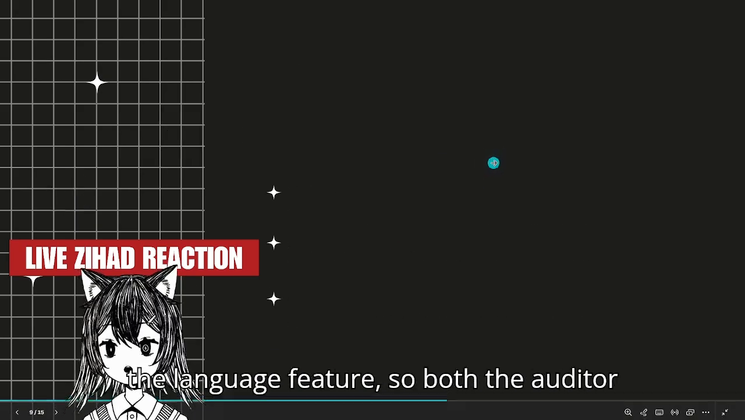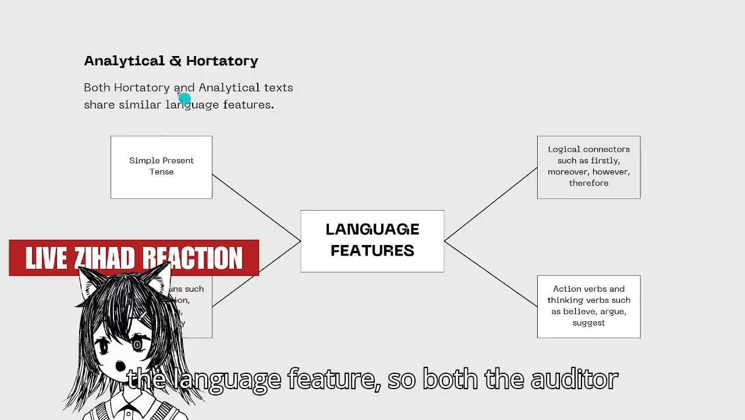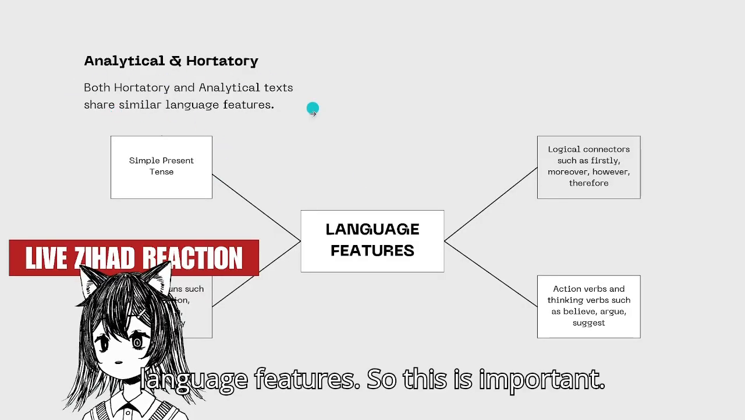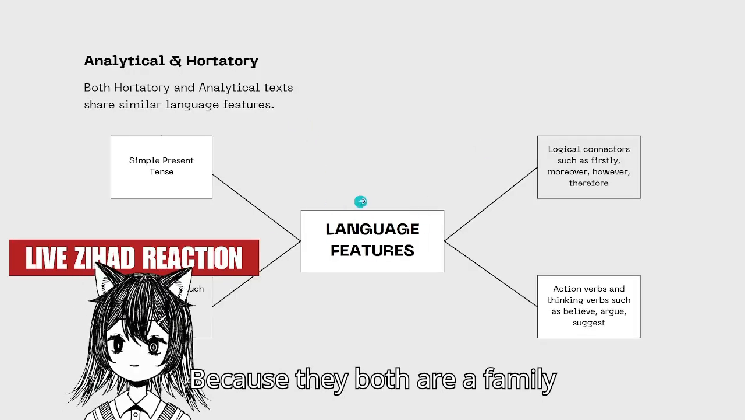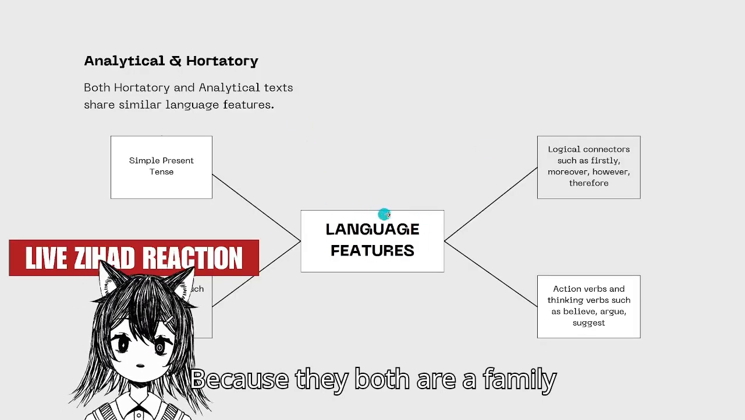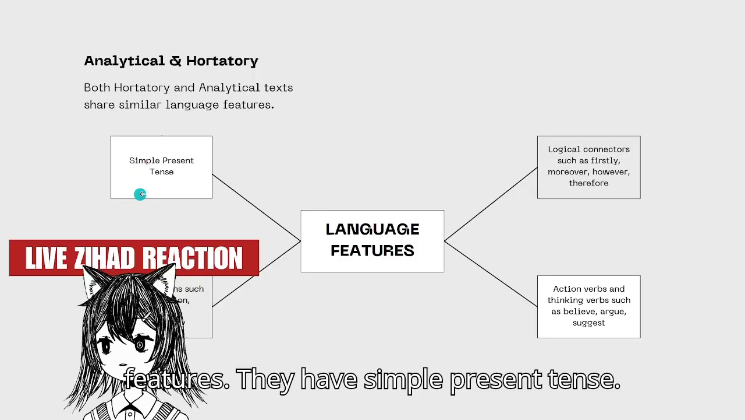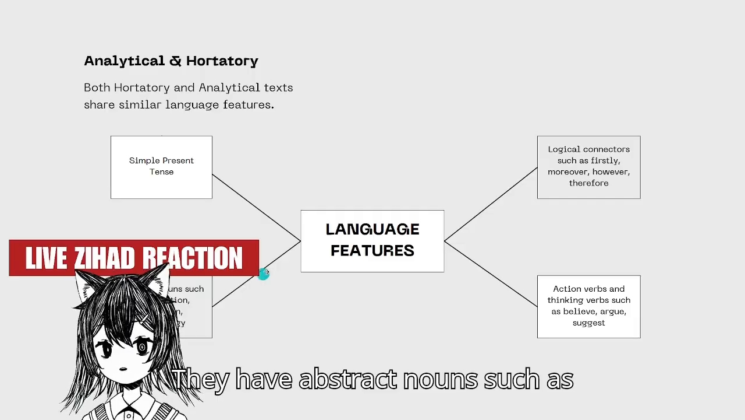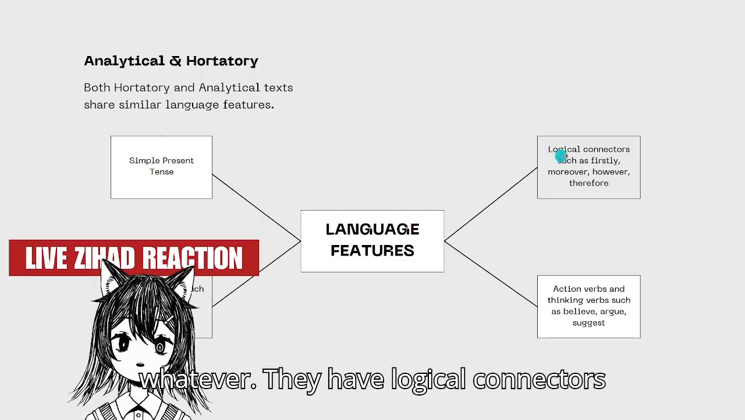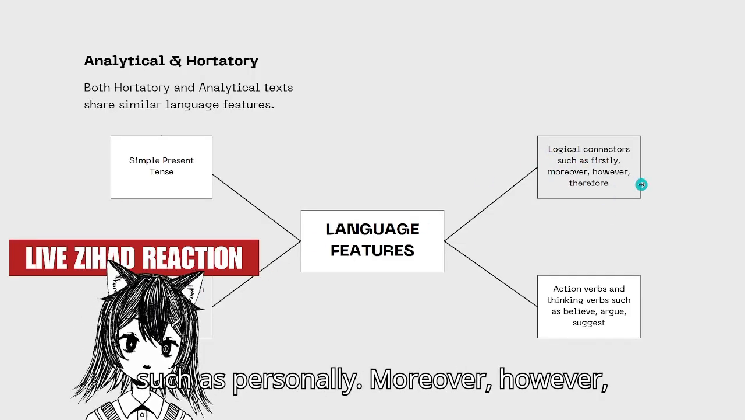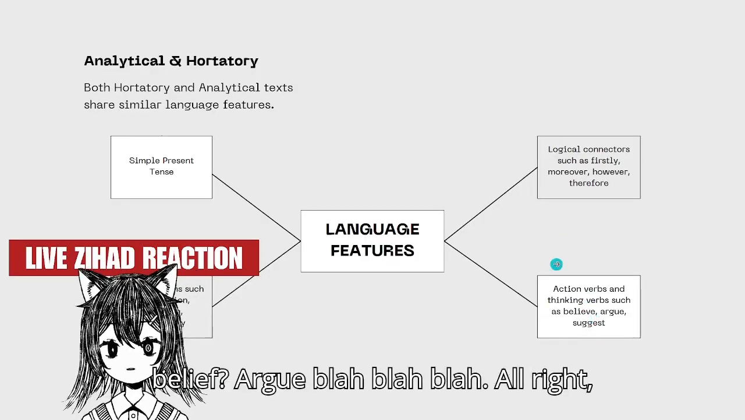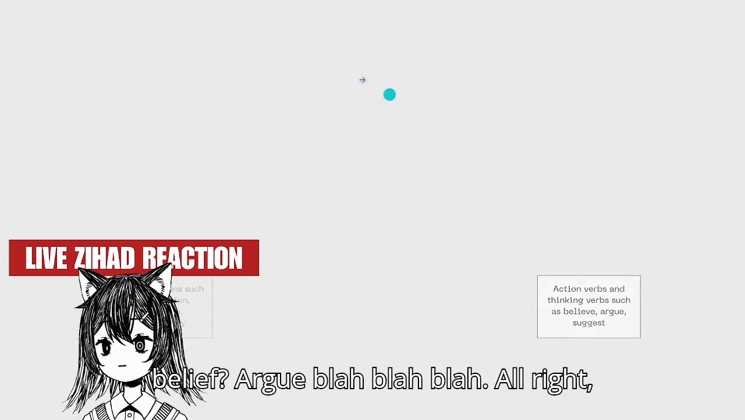Let's continue on. We have the language features. Both hortatory text and analytical text share similar language features. This is important because they both belong to the family of argumentative texts. They have simple present tense, abstract nouns such as education, pollution, and technology, logical connectors such as firstly, moreover, however, and therefore, and action verbs and thinking verbs such as believe and argue.